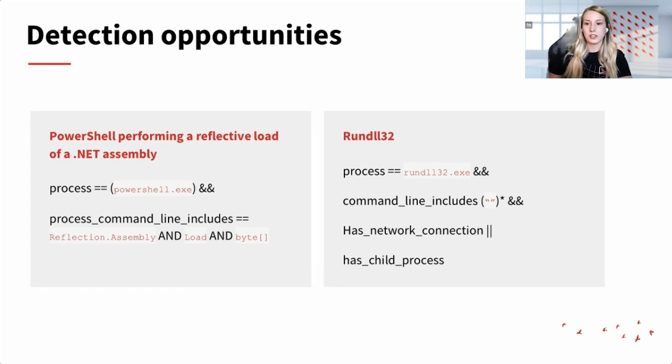And then rundll32, that's a common injection process for Cobalt Strike, which is a lot of times the follow-on payload. So to catch that, we can look for rundll32 executing with an empty command line. And it should always have a command line legitimately. So that's a good indicator of process injection, when those LOLBins that should have command lines execute without one. And then if it has a network connection or a child process, even more so indicative of process injection.